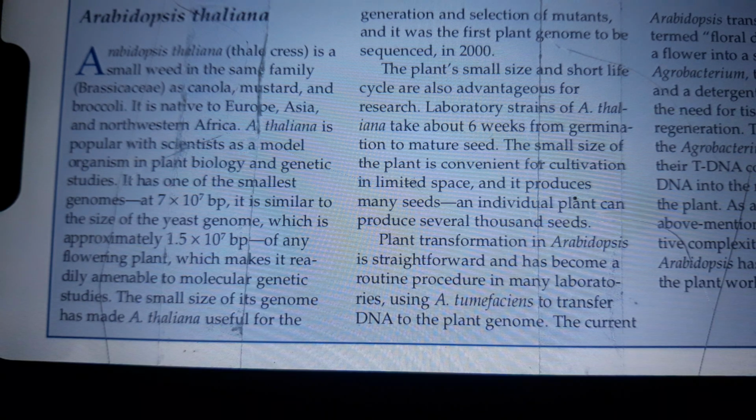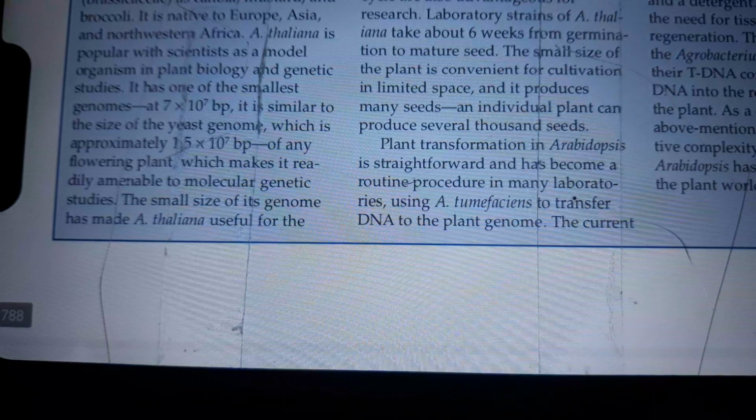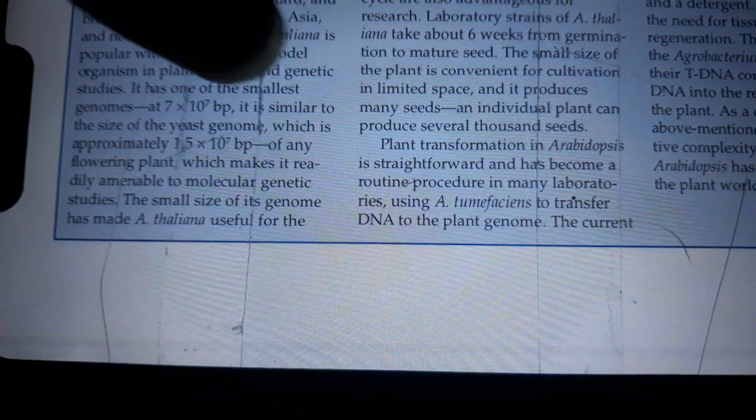Laboratory strains of A. thaliana take about 6 weeks from germination to mature seed. The small size of the plant is convenient for cultivation in limited space, and it produces many seeds. An individual plant can produce several thousand seeds. Plant transformation of Arabidopsis is straightforward and has become a routine procedure in many laboratories, using Agrobacterium to transfer DNA to the plant genome.